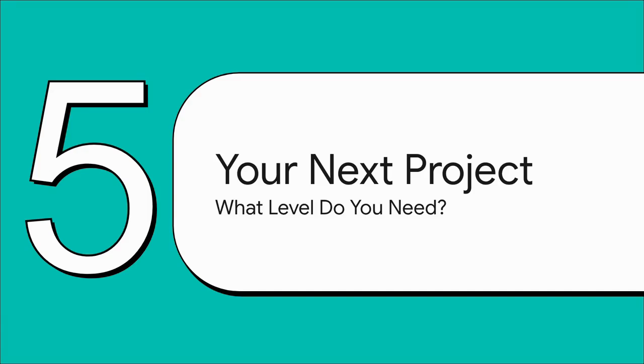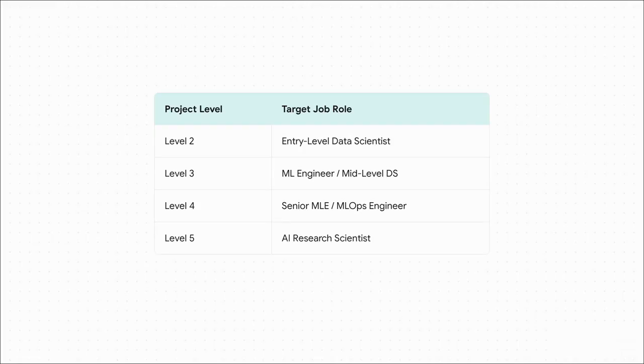Okay, so we've looked at this whole landscape from level 1 all the way to level 5. So the most important question now is, what does this actually mean for you and the project that you should be building right now? Well, this table gives you a super clear, actionable guide. If you're aiming for an entry-level data scientist role, you need to have solid level 2 projects in your portfolio. If you want to be a machine learning engineer, level 3 is pretty much the new standard. And for those senior or MLOps positions, you've got to show you have level 4 capabilities. It's simple. Match your project to the job you actually want.